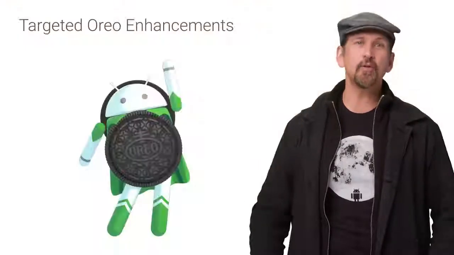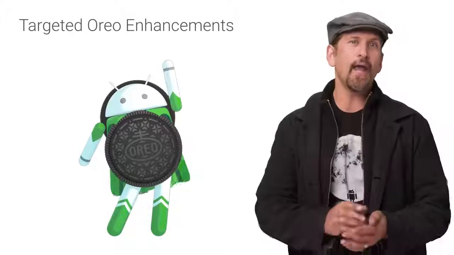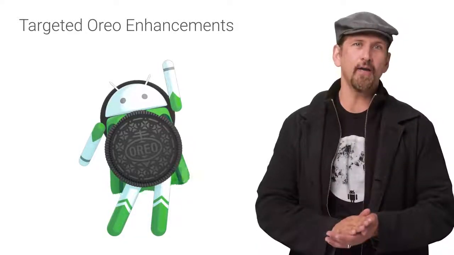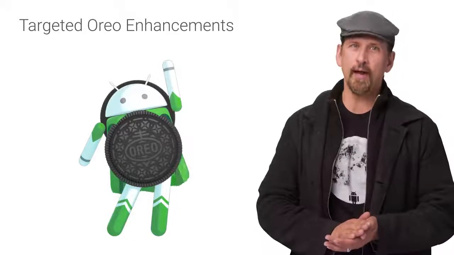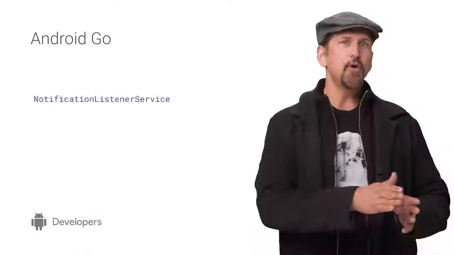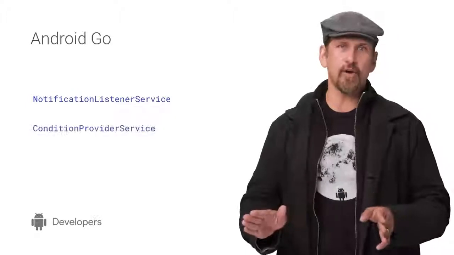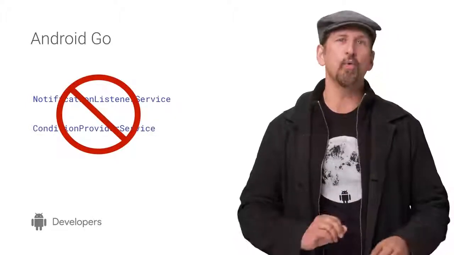Android 8.1 Oreo contains a targeted set of enhancements, including optimizations for Android Go and a new Neural Networks API. We've also included a few smaller enhancements in response to user and developer feedback. Android 8.1 includes memory optimizations for Android Go, hardware that has 1 GB or less of RAM. For example, notification listener service and condition provider service will not be supported on low RAM devices.